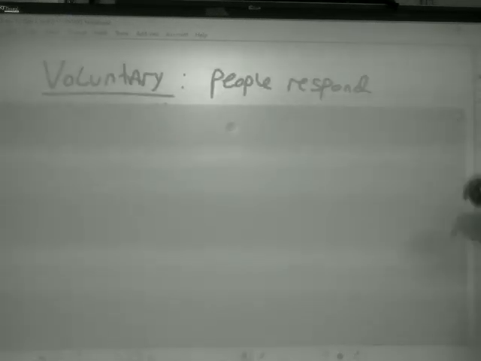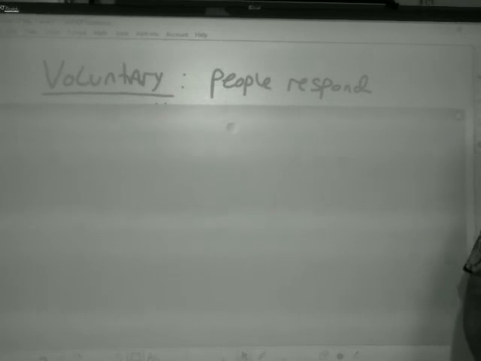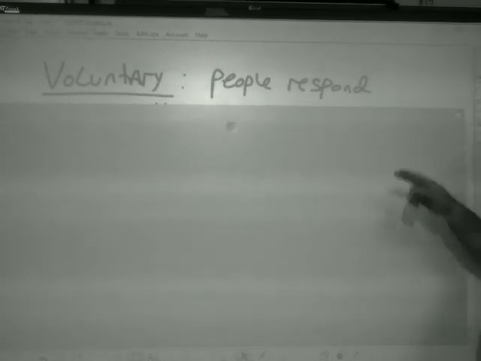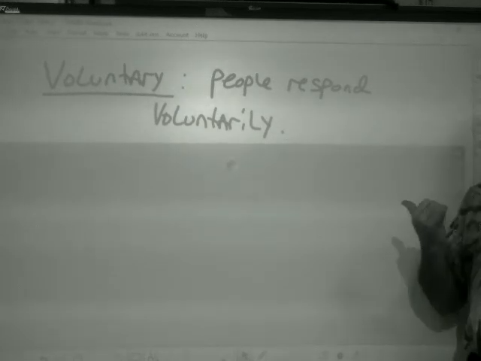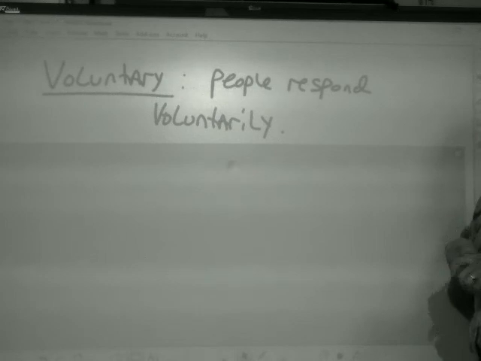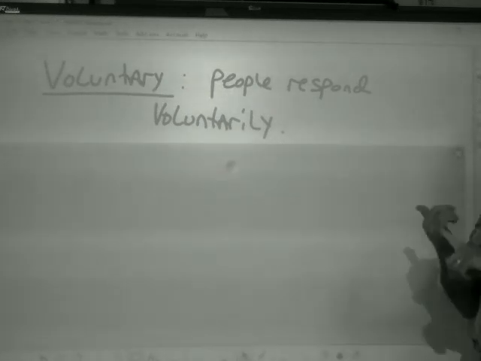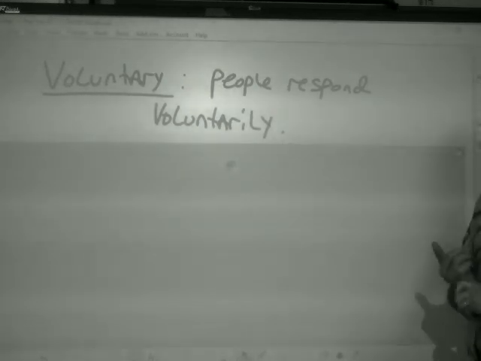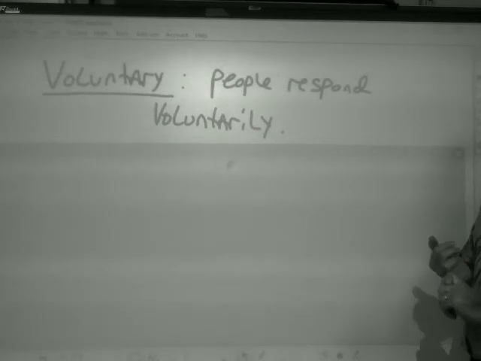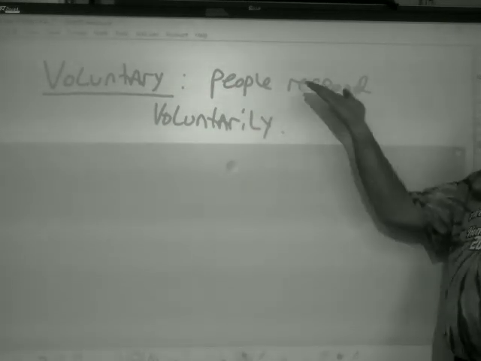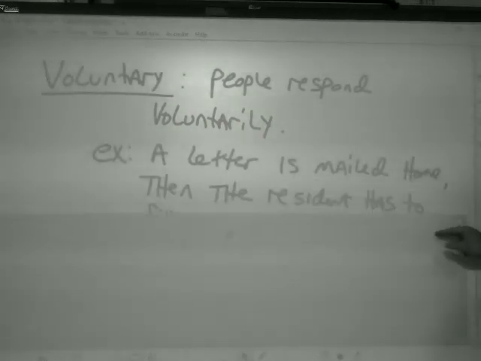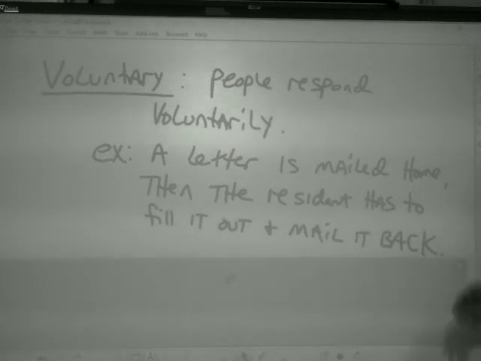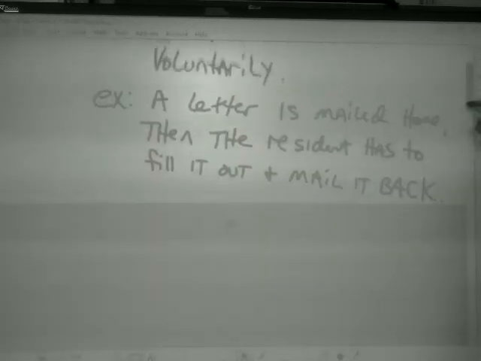There's voluntary response sampling. So people respond voluntarily to a survey. A questionnaire is mailed home. Please fill it out and tell us your opinion. You're at a restaurant and there's a comment card or a QR code. Tell us what you think about the service. Voluntary. So a letter is mailed home and then the resident has to fill it out and mail it back. That's an example of a voluntary survey.